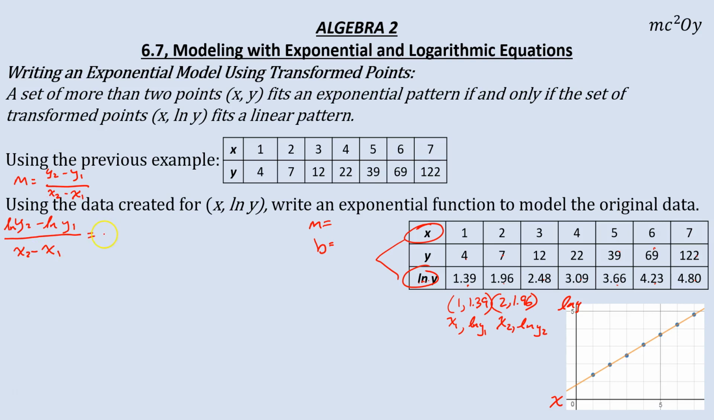Okay, well that's all I'm doing here. So I'm substituting these values in. I end up with 1.96 minus 1.39 over 2 minus 1. And my actual slope is, when I do the math, 0.57. All right. So now I need to know B. Or the other thing I could do, if I want to forget about B and not even worry about B, I could use what's called point slope form. So remember point slope form.